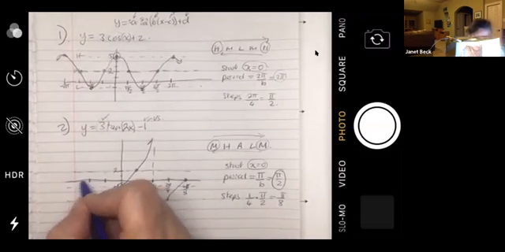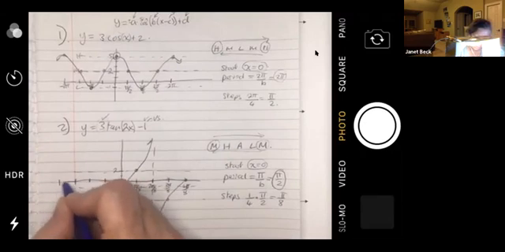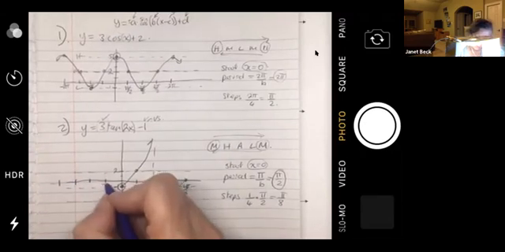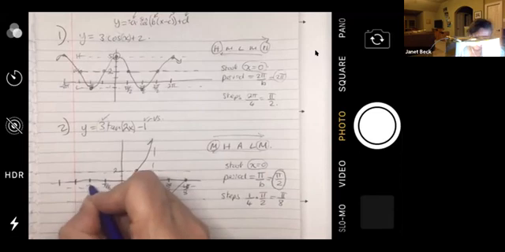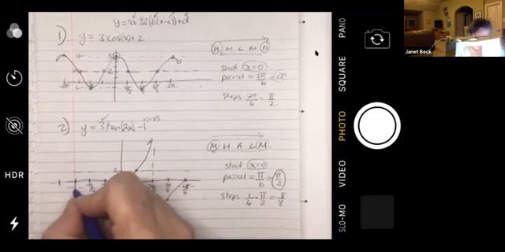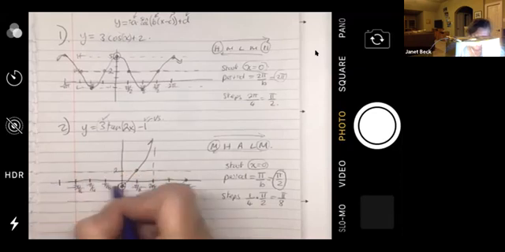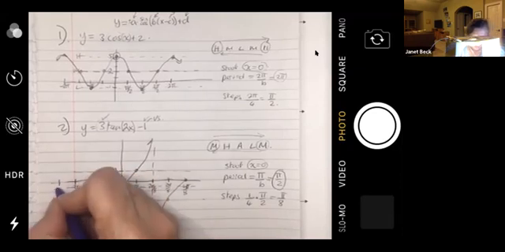1, 2, 3, 4. This would be at minus pi by 8. This would be at minus pi by 4 or 2 pi by 8, minus 3 pi by 8, minus 4 pi by 8, which is the same as minus pi over 2.